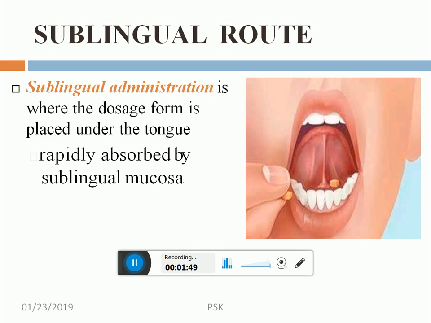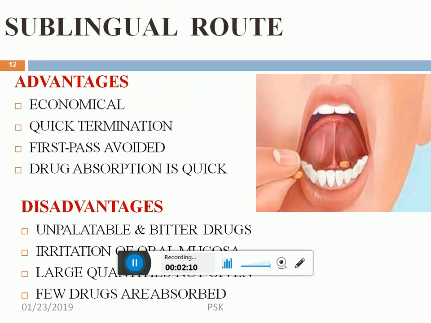So what is meant by the sublingual route? Sublingual administration is when the drug form is placed under the tongue and rapidly absorbed by the sublingual mucosa. See the slide: this is the way to insert the tablet under the tongue. Next are the advantages and disadvantages of the sublingual route.